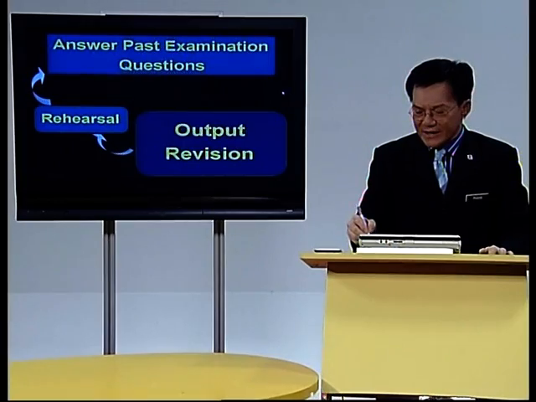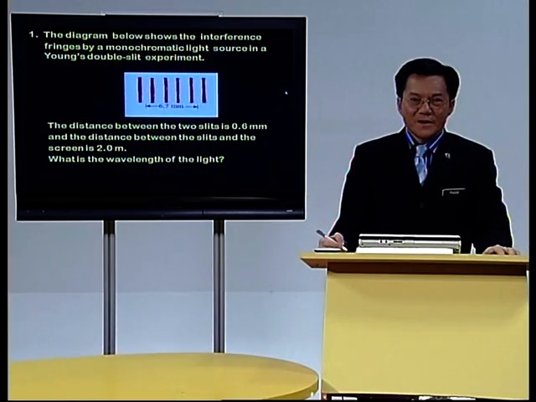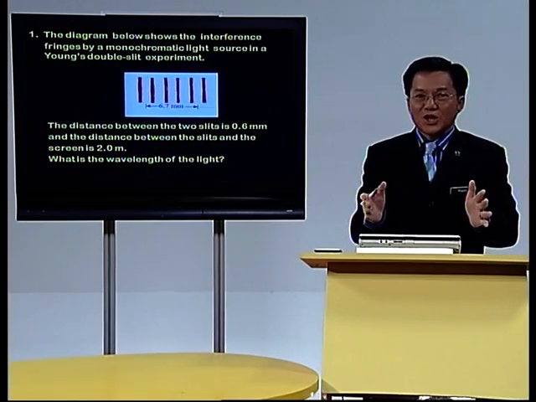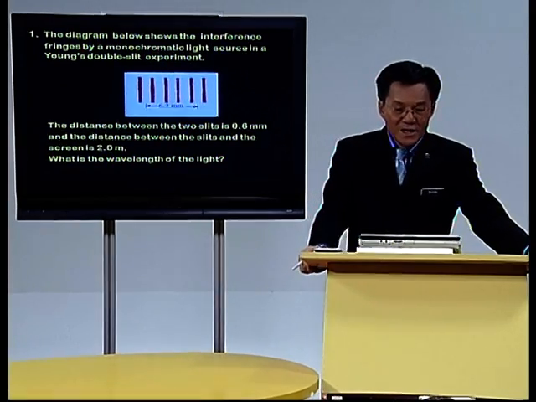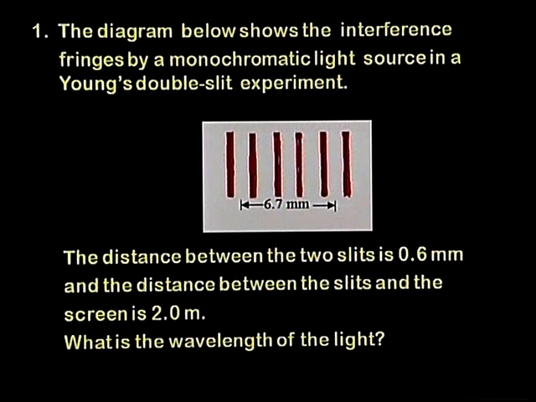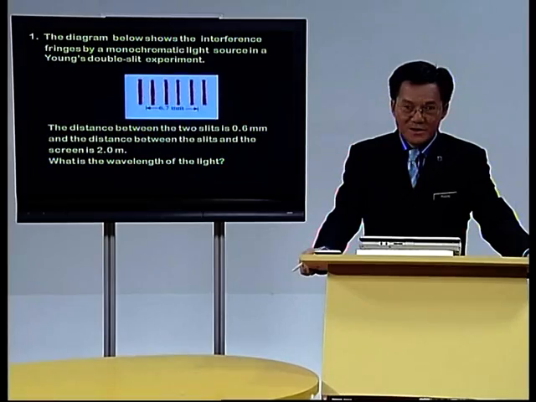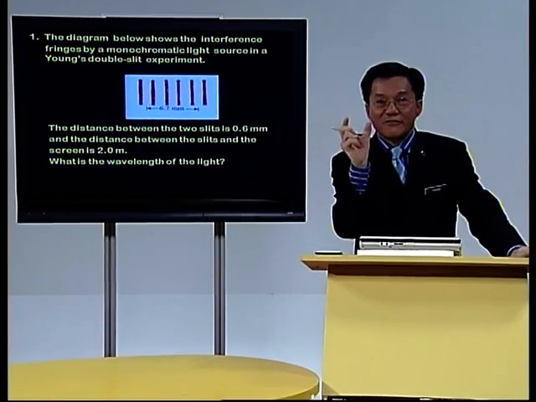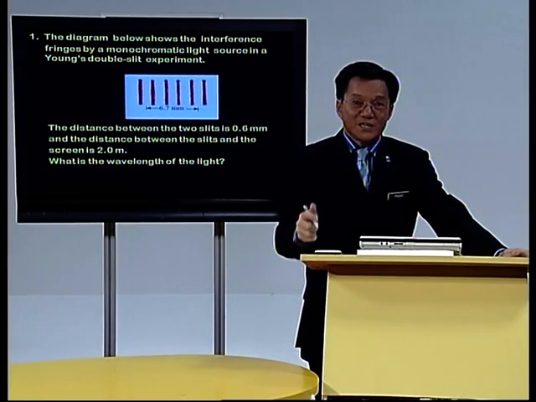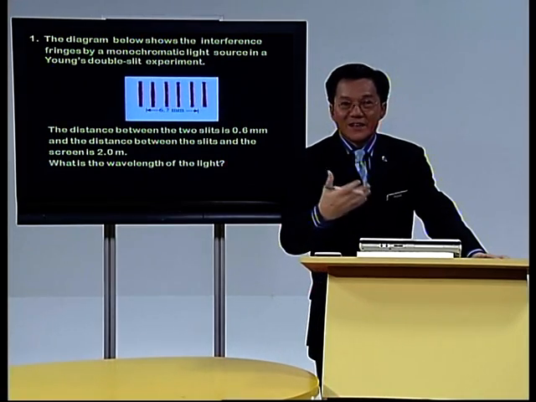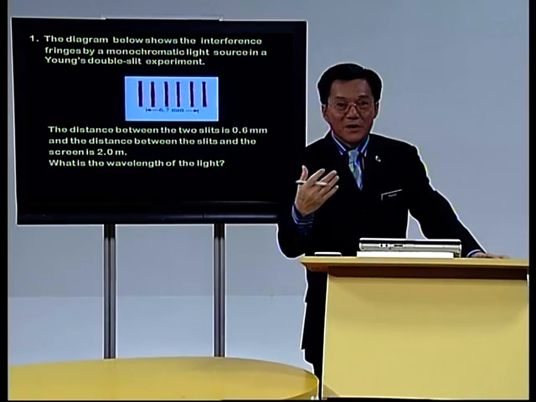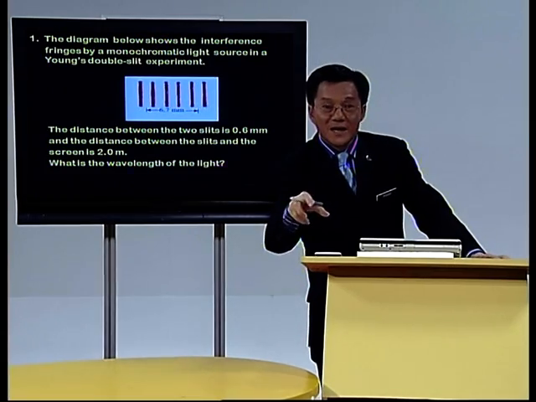Let us take a look at the question. Here I have chosen a simple question on interference of light. Let us read it together. The diagram below shows the interference fringes by a monochromatic light source in a Young's double slit experiment. So what you see is actually the fringe patterns that you get when you did the experiment in the lab. So let's say these are the experimental results of an experiment that a student has done in the lab.